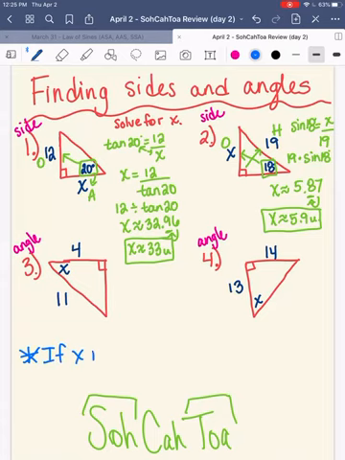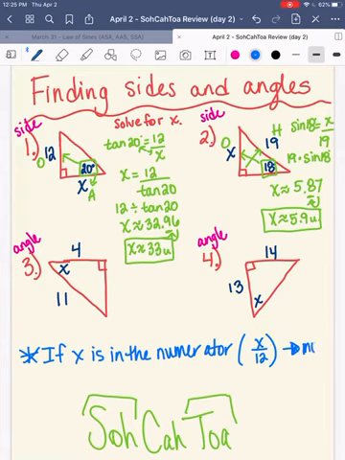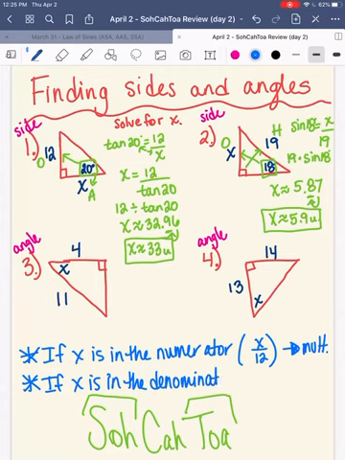If x is in the numerator, so like x over 12, you are going to multiply. That's like number 2. If x is in the denominator, we are going to divide. Okay? So that's like number 1.